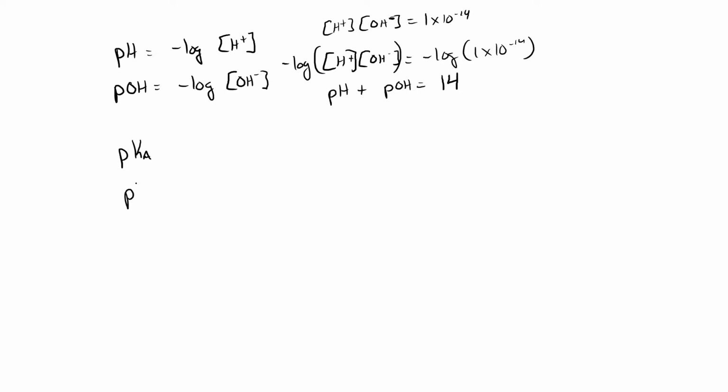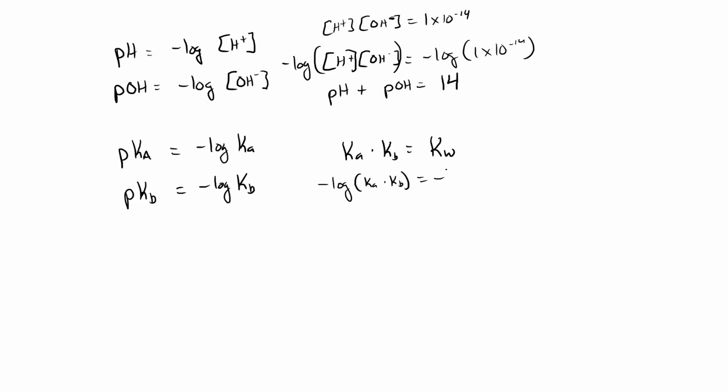Knowing that, let's talk about pKa and pKb. Of course, pKa is just the negative log of the Ka, because that's how we define pK whatever. And of course, it's the same thing for pKb. Negative log of Ka, negative log of Kb. What we know about Ka and Kb is that Ka times Kb equals Kw. And so once again, if we take the negative log of each side, we know that Kw is 1 times 10 to the negative 14th, and so the negative log of that will be 14.